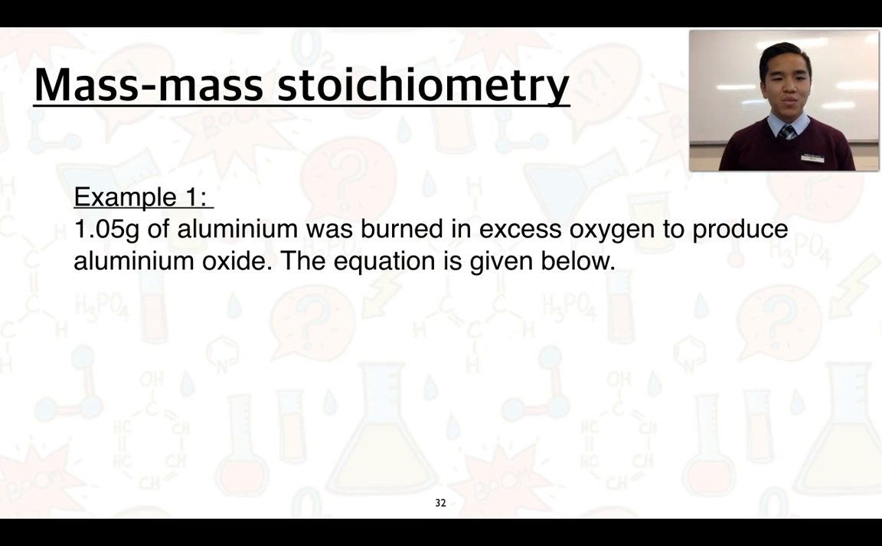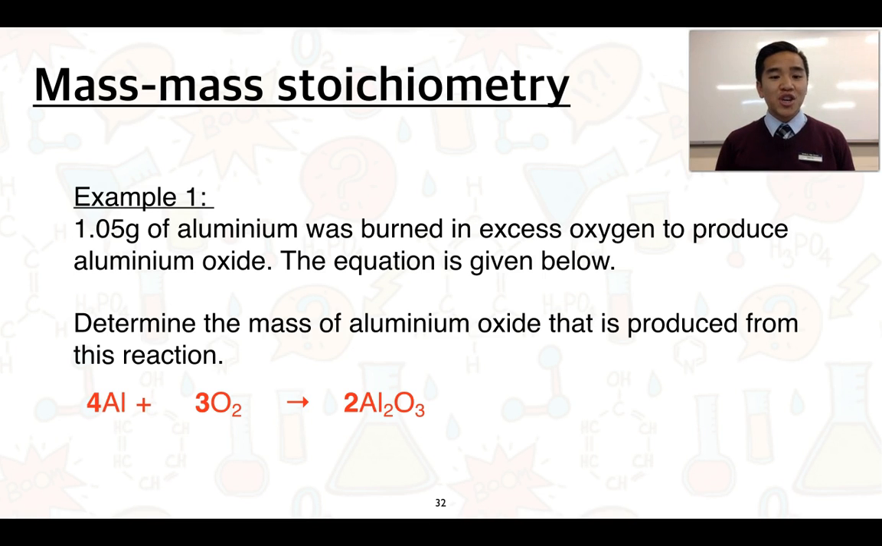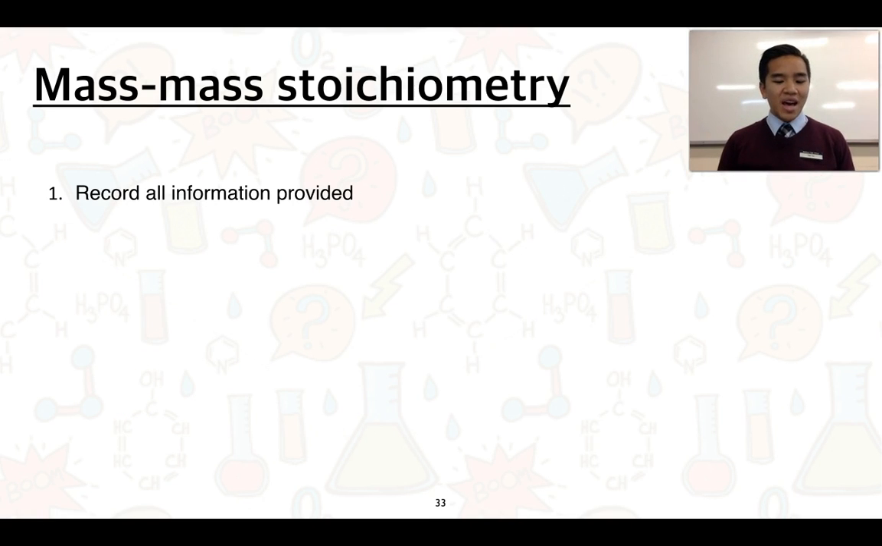Our first example here, we've got 1.05 grams of aluminium being burned in oxygen to produce aluminium oxide. We need to determine the mass of aluminium oxide that is produced from this reaction, and we can only use this information that's given to us here. So let's look at how we can break this down into those 4 steps.